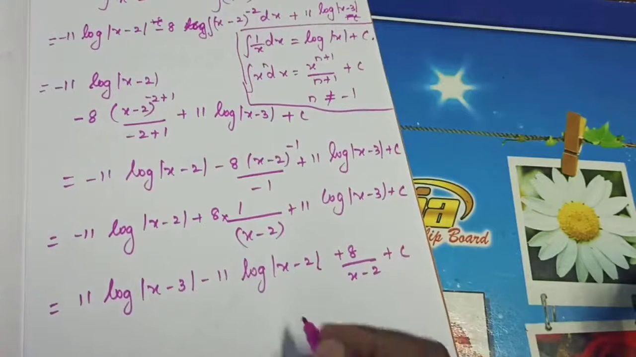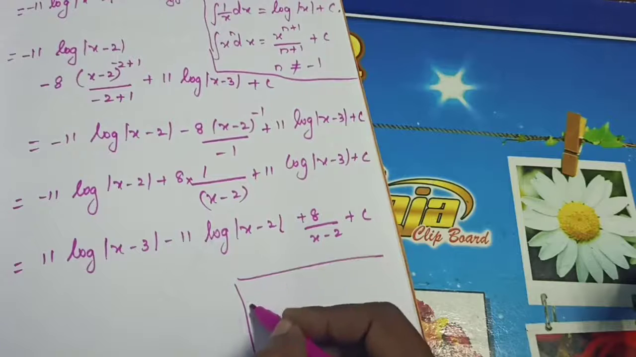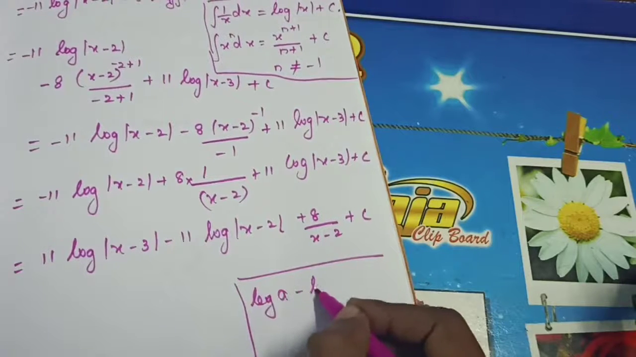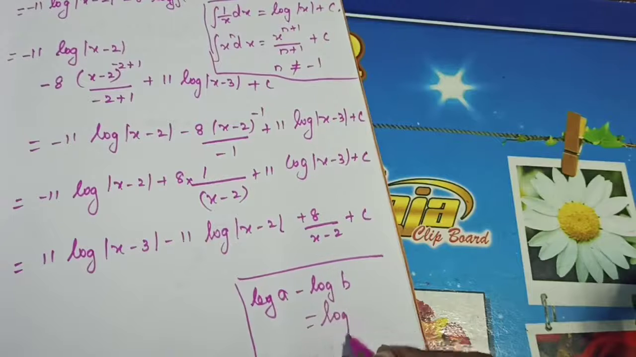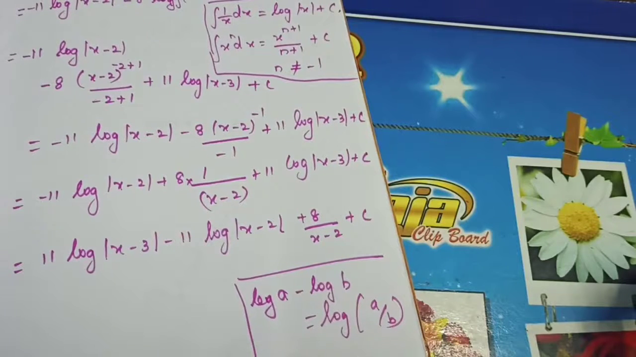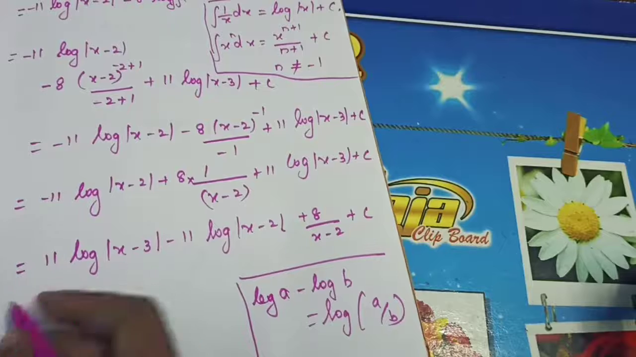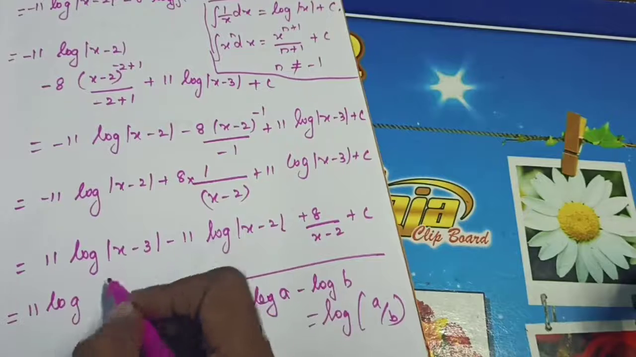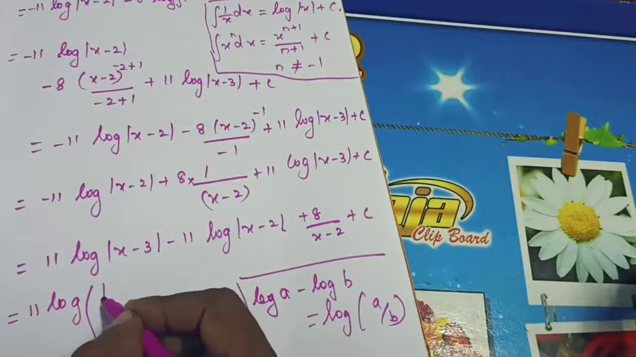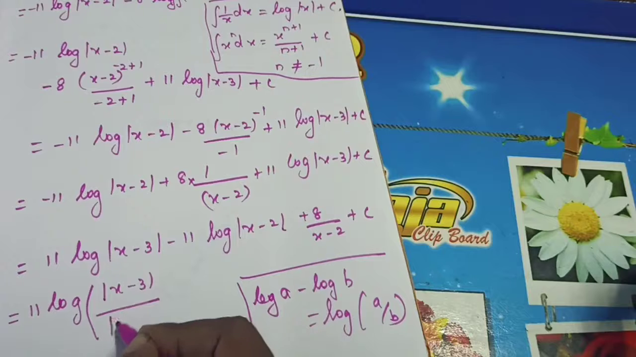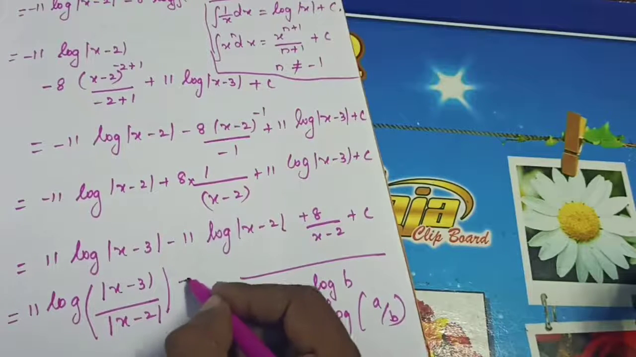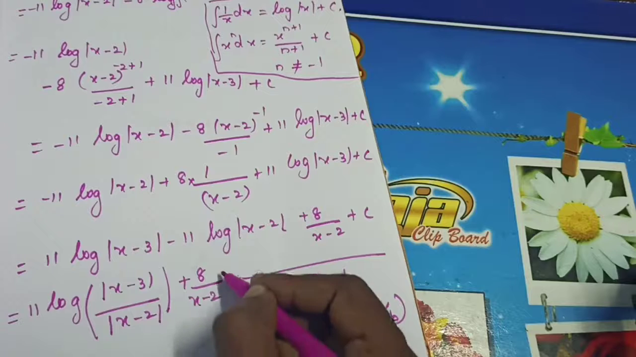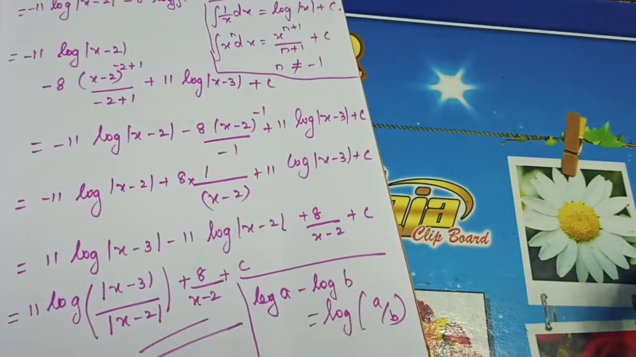Now you have learned, last year I taught you one formula: log a minus log b is equal to log of a by b. Do you remember this formula? We are going to use this formula here. So what is common here? 11 is common. Log a minus log b, so 11 log of a by b. What is a by b? Modulus of x minus 3 divided by mod of x minus 2, correct? Plus 8 divided by x minus 2 plus c. This is the required answer.